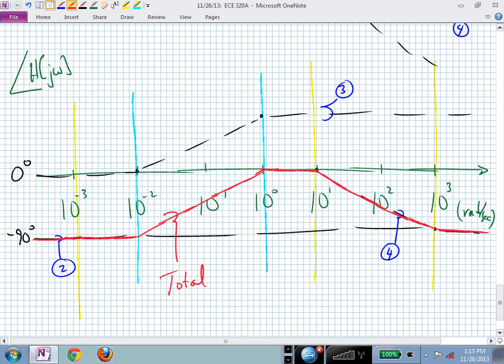Where's DC on this plot? It doesn't exist, does it? DC, this is a logarithmic scale. You'd have to just keep going and going and going to the left. You'd never reach DC. You'd reach 10 to the minus 50, 10 to the minus 60, 10 to the minus 100. But effectively, you're there, right?